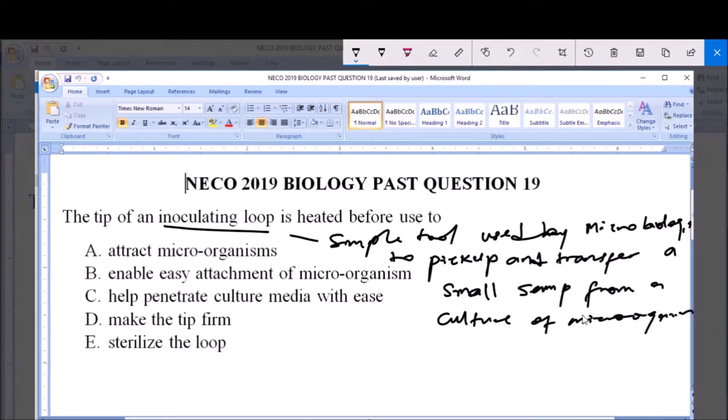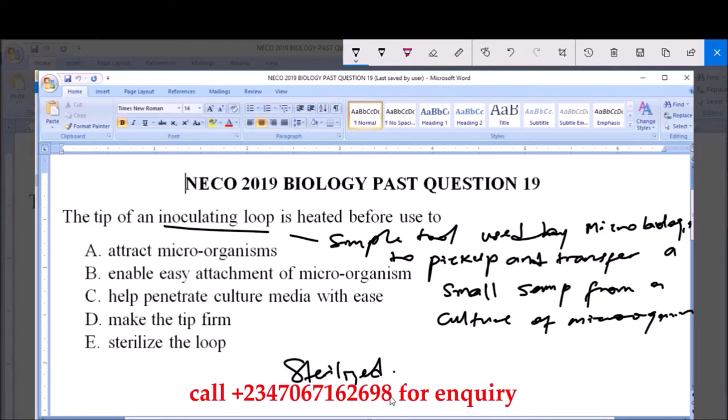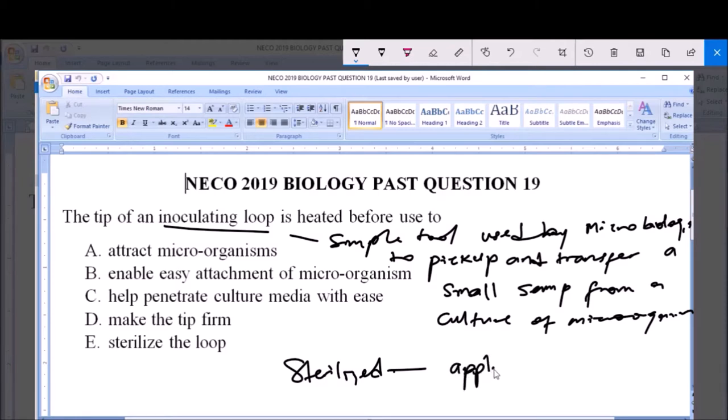Now this is what an inoculating loop is. This inoculating loop has a tip, and before an inoculating loop can be used, it has to be sterilized. It has to be sterilized because it is dipped into the culture solution in order to take a sample of this culture. So before doing that, it has to be sterilized, and sterilizing this tip of the inoculating loop involves the application of heat.